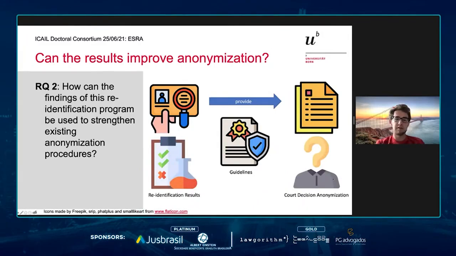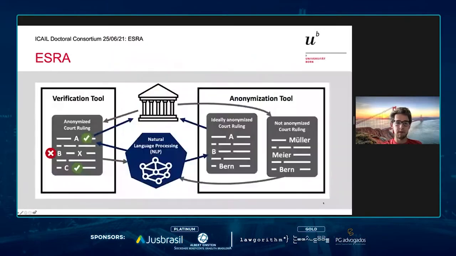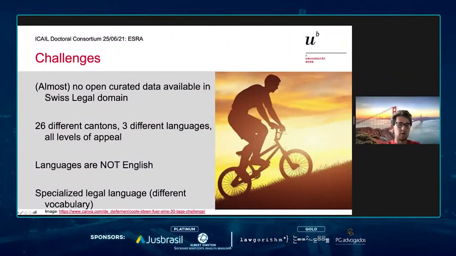Leading on from this first research question, we get the second one, which is how can the findings of this re-identification program be used to strengthen existing anonymization procedures? Again, on the right side, you have a quick overview. We plan to use the re-identification results to provide guidelines to the courts and influence the anonymization process. This is another overview where the re-identification tool corresponds to the verification tool, so we can verify if a court decision is anonymized sufficiently with our tool, so that it can be released, or we can perform a cost-benefit analysis.